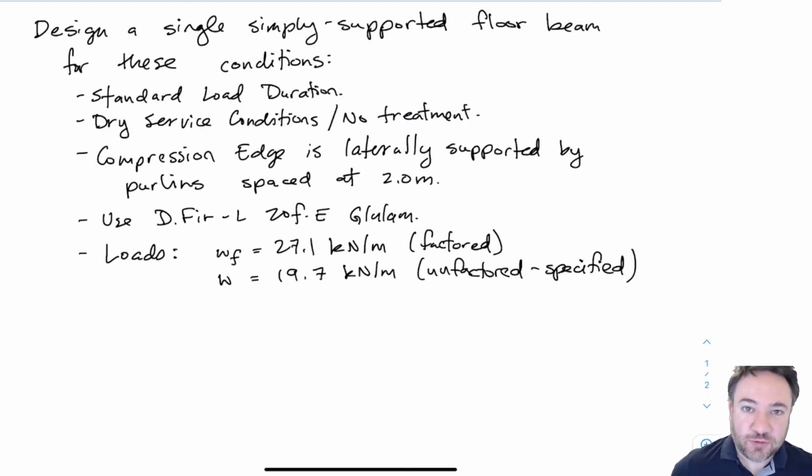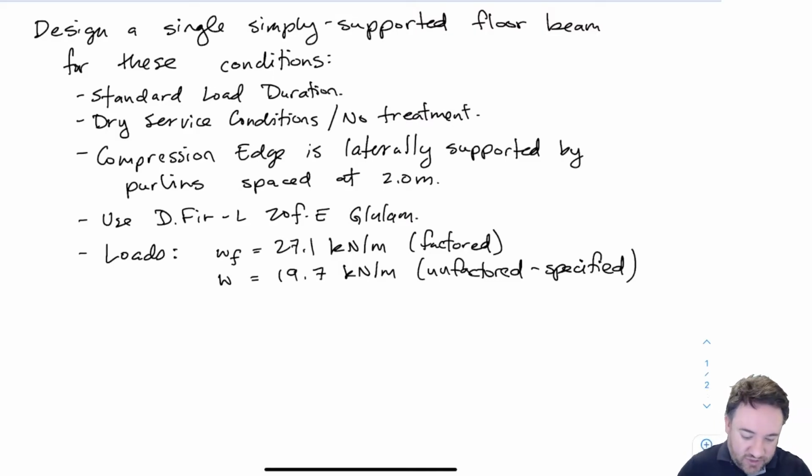I'm Jeff Barochko from Carleton University, and in this video, I'm going to be doing a full beam design example. So we're going to start with some design requirements. We are going to select a beam, and then we're going to go through and check all of the applicable resistances. Moment resistance, shear resistance, bearing resistance, compression perpendicular to grain, and also deflection.